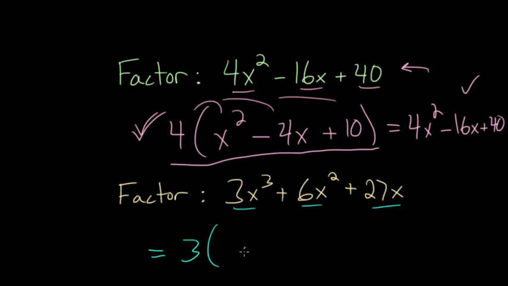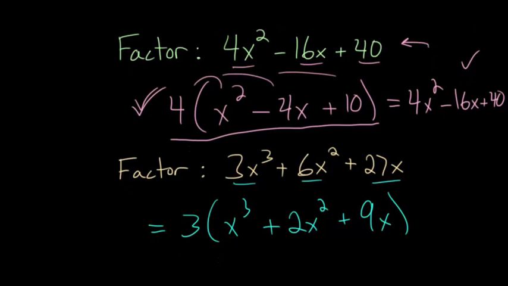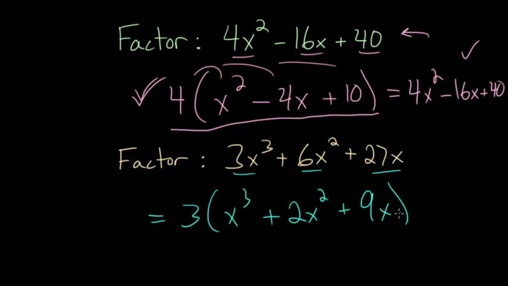And you can notice that each of these terms are a multiple of 3. So when I factor the 3 out, I'd be left with x cubed here. When I factor the 3 out from here, 3 times what gives you 6x squared? That would be 2x squared. And 3 times what gives you 27x? So that would be 9x. And essentially at this point, we just want to ask ourselves the question again, can we factor anything else out? So from these 3 terms, is there anything they share in common? And notice that each of these terms has an x in it, so we can factor that out.